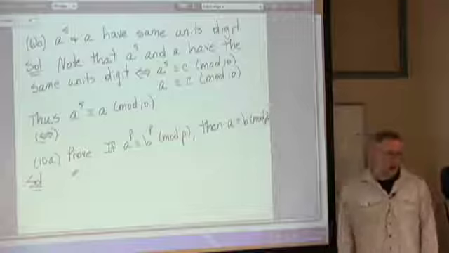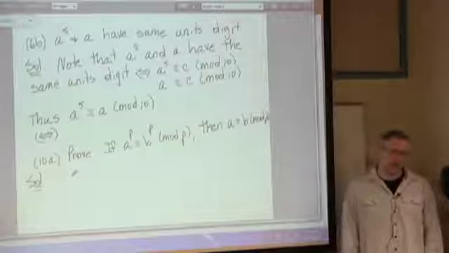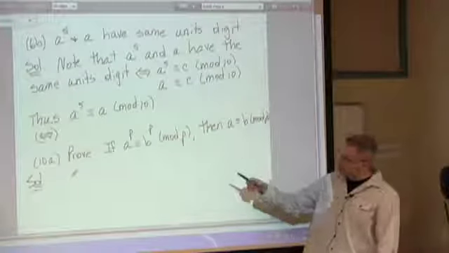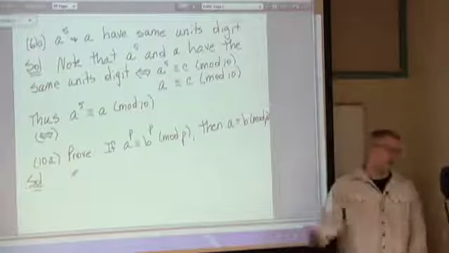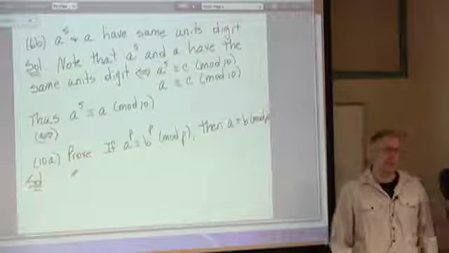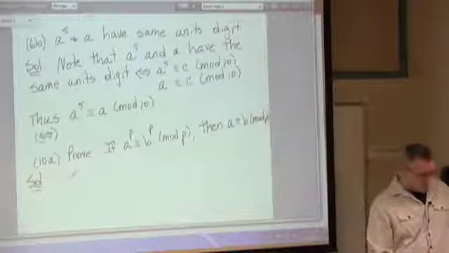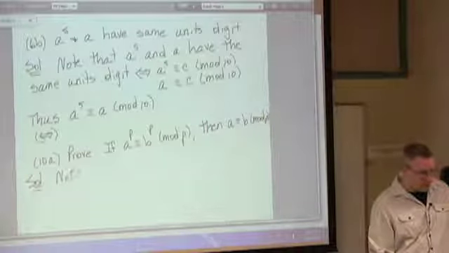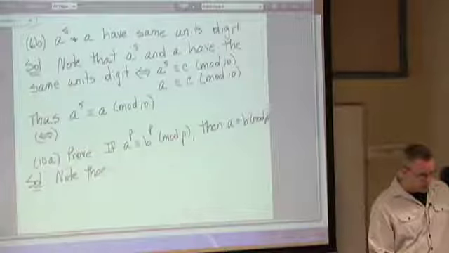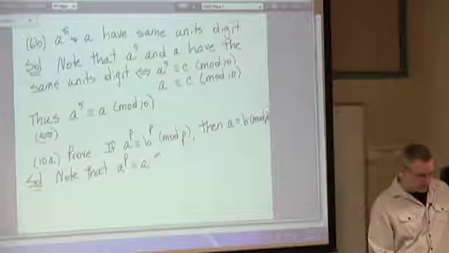Some of you might think that you want to just go back to the definition of a congruence and say, okay, p divides a to the p minus b to the p, then p divides a minus b, and just do it directly. You don't want to do that. You want to use the stuff that you have at your disposal from this section to do this. And so what you want to note is that a to the p is congruent to a mod p.